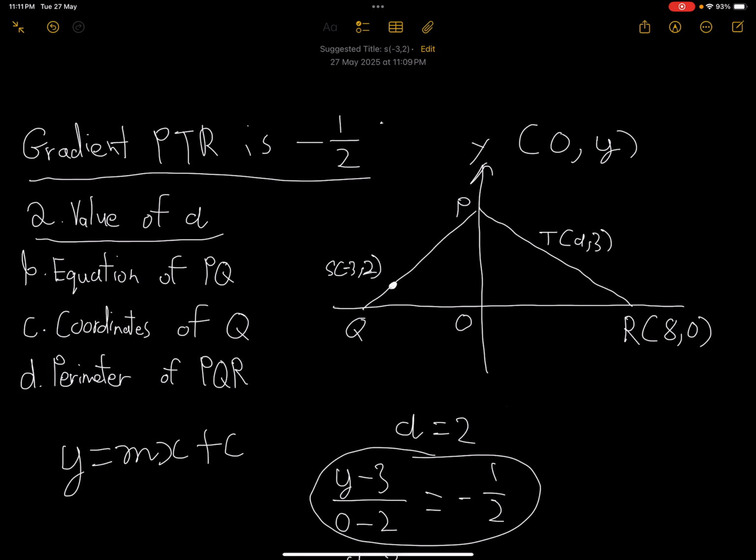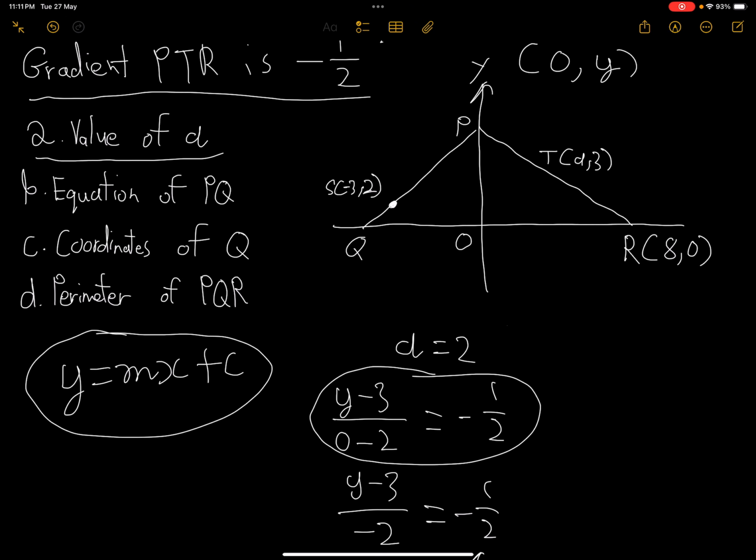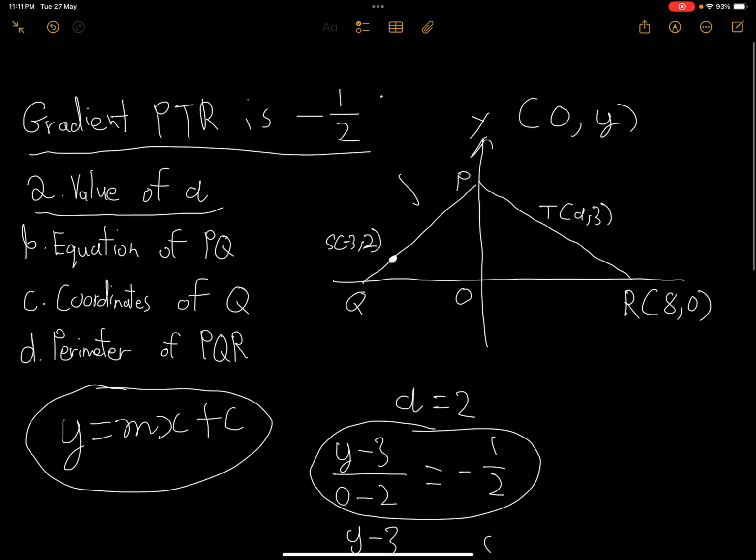Alright, time to do the B question because we just did the A question and we know that A equals 2. So the B question is asking for the equation of PQ, which means the line equation of PQ. We know the line equation as y equals mx plus c. So we're trying to find that of the PQ line, which is this line right here.